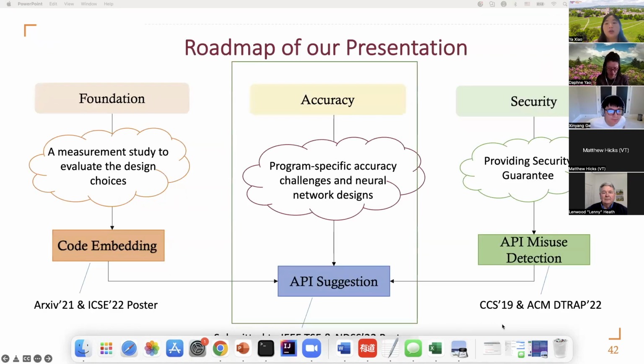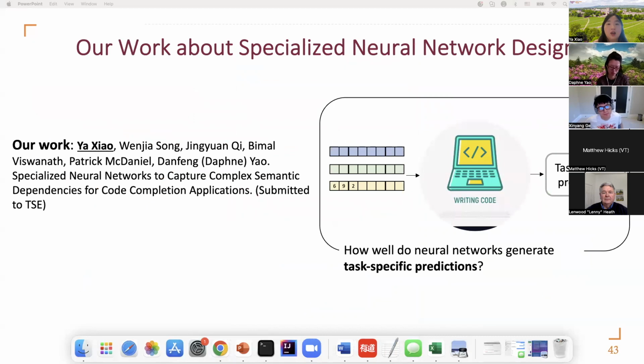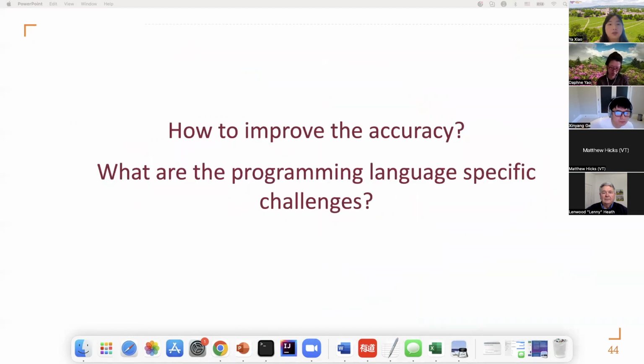Next, we introduce our work focusing on the specific accuracy challenges. We present specialized neural network designs to overcome the domain-specific accuracy challenges. To further improve the accuracy, we need to understand what the programming language specific challenges are.